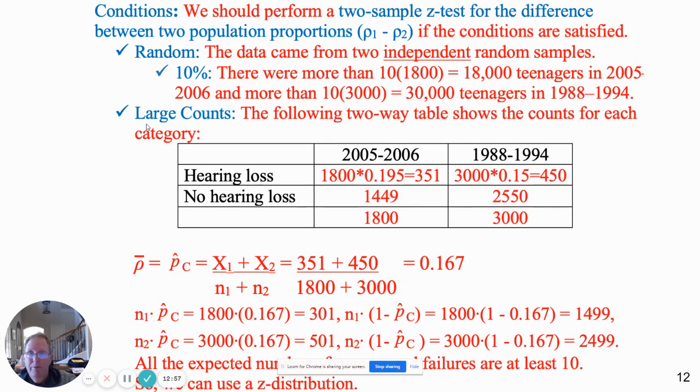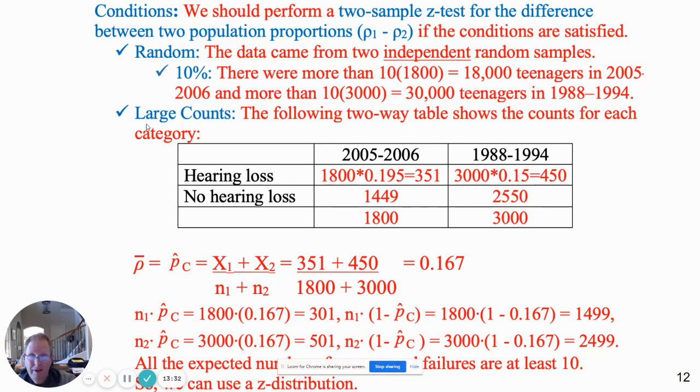The first thing we do, we have to check the random condition. This time, remember, we have to say that the samples are independent. So I say this: the data came from two independent random samples. That meets the requirement I mentioned earlier that you have to say that the two samples are independent. For the 10% condition, there are more than 10 times 1,800 teenagers in the period 2005 to 2006, and there are more than 10 times 3,000, or 30,000, teenagers in the earlier period.